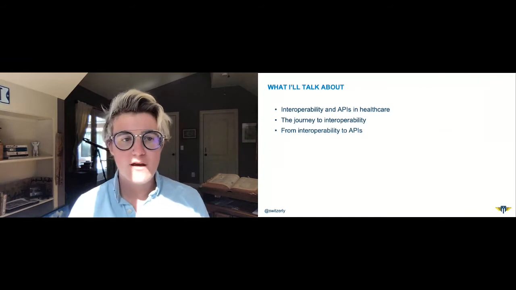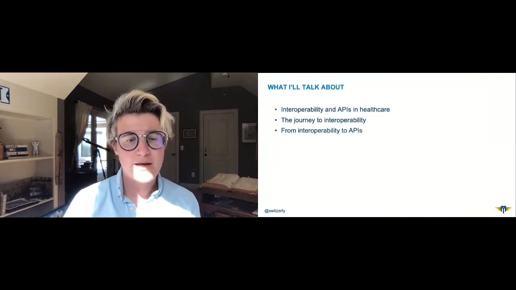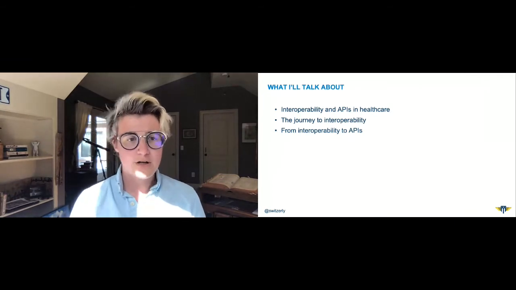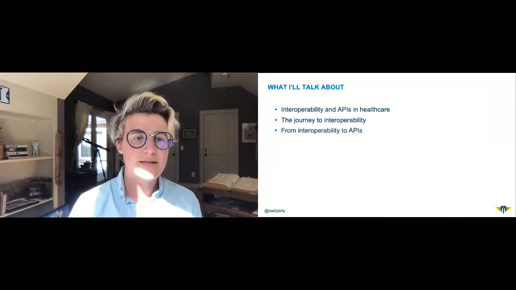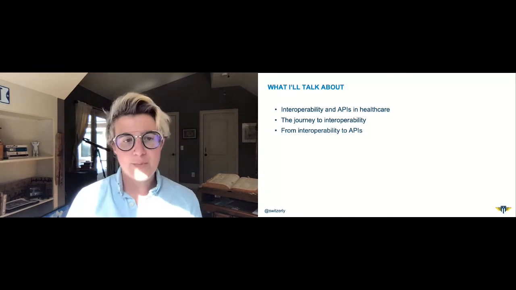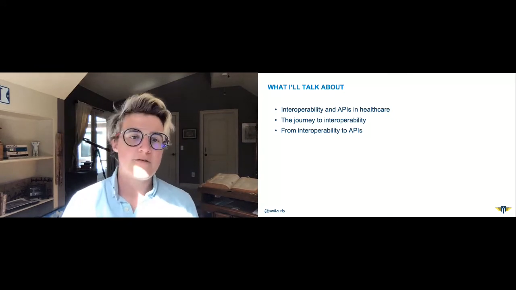So today, I'm going to talk about interoperability and APIs in healthcare, the journey to interoperability, how we get from the concept of interoperability to APIs, because I'm going to argue that interoperability isn't enough.